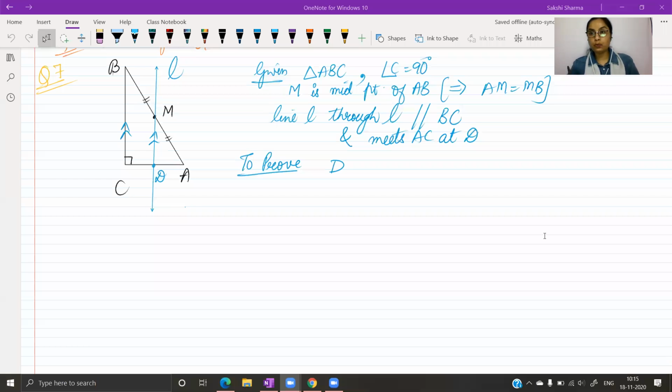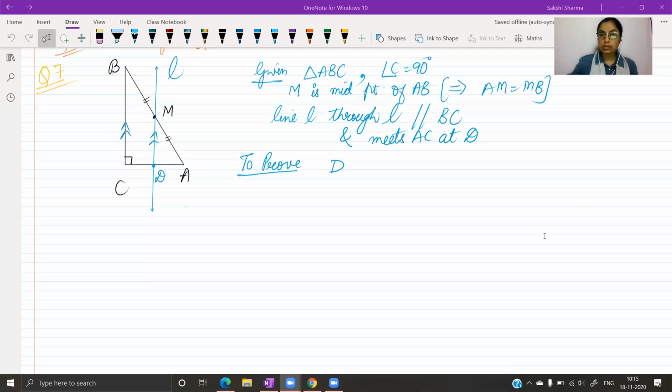Let's just complete the proof for this one. We had started this last question. We have a right triangle ABC, right angle being at C. The midpoint of the hypotenuse is M. Through that midpoint, a line has been drawn parallel to the side BC. The line passing through the midpoint intersects the side AC at D.